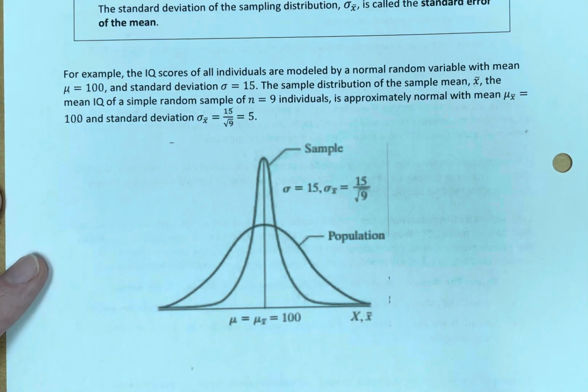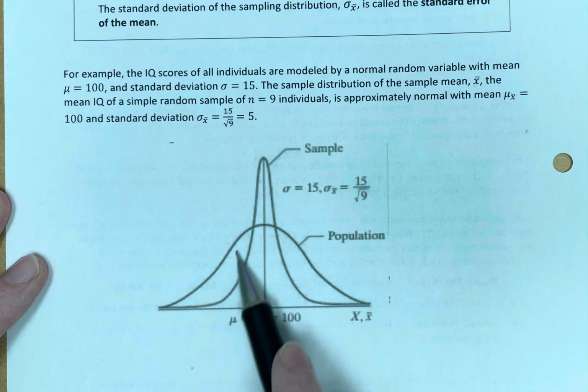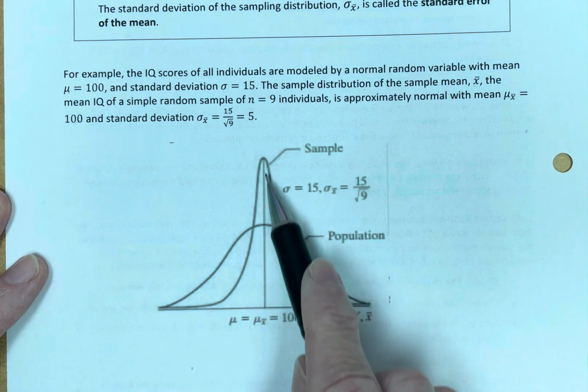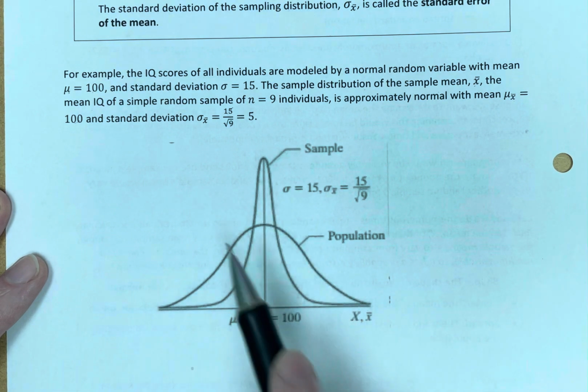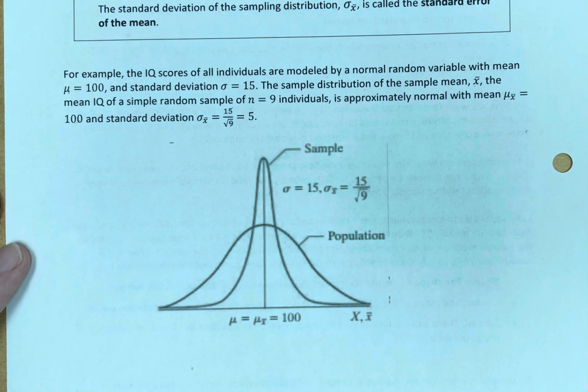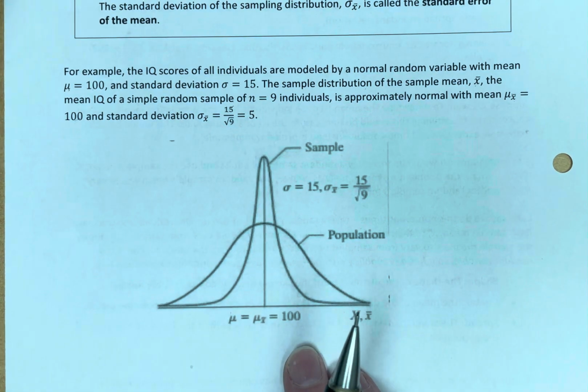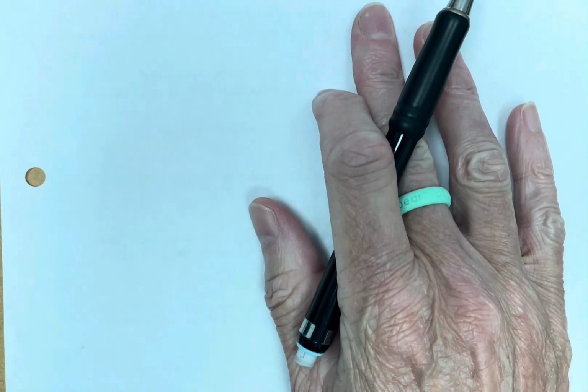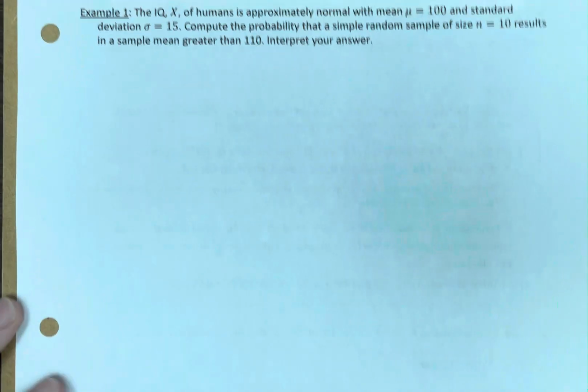And here's a picture of that. Here's my population, and my sample is a tighter, higher curve, but they're both normal. We want to keep that in mind because we're going to use the normal calculator in our example. A lot there, a lot to digest. Let's take a look at it and what it means. Give me a second to pull this example up here. I'm going to make sure that my calculator is ready with StatCrunch.